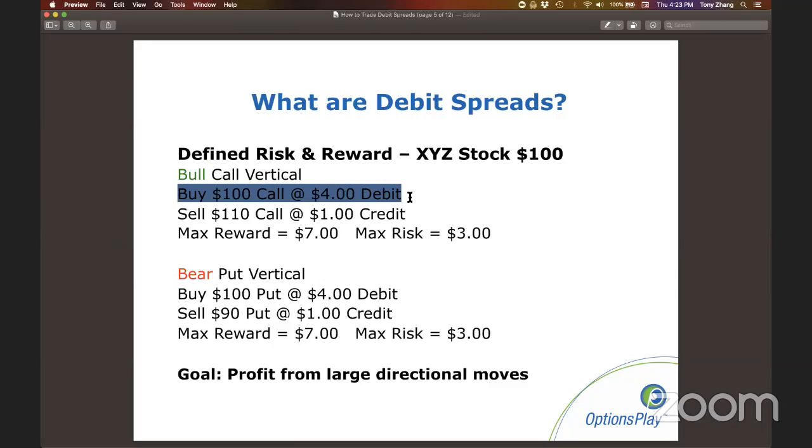Now, because buying an at-the-money call costs $4, to help mitigate some risk, and there are some additional benefits that I'll go through in a few minutes, you can sell a higher call, a 110 call. Let's say you collect $1 for that.